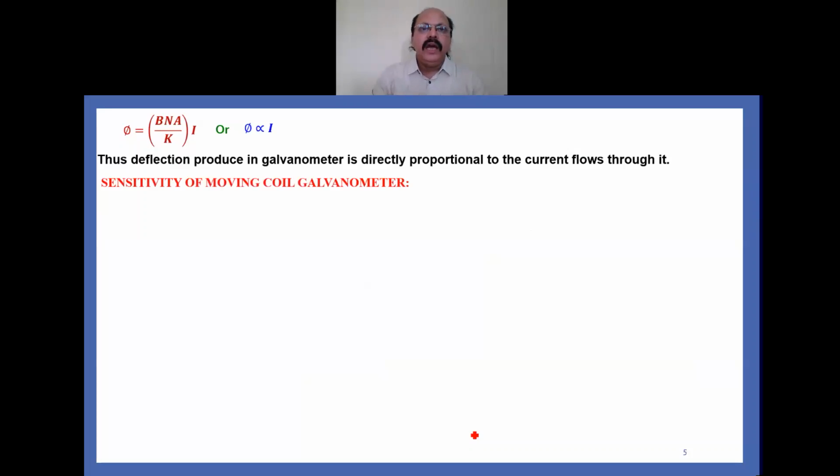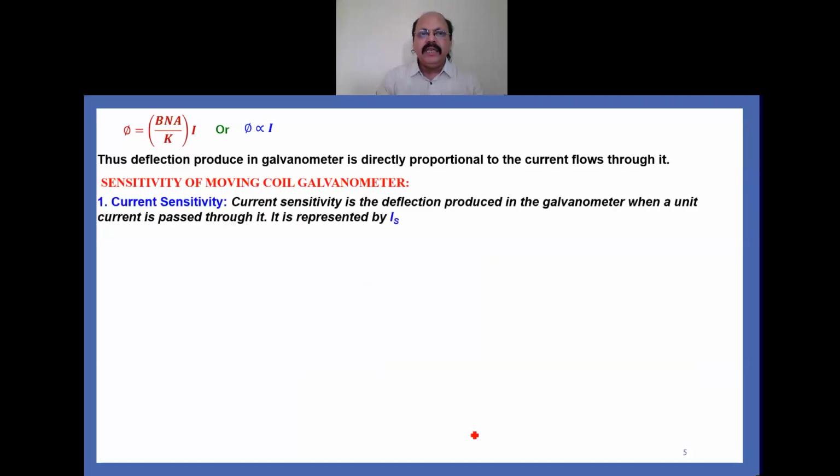Now we have to learn the sensitivity of the moving coil galvanometer. There are two types of sensitivity of a moving coil galvanometer. One is current sensitivity, another one is voltage sensitivity. So first you understand current sensitivity. Current sensitivity means the deflection produced in the galvanometer when a unit current passes through it. Then we say that the moving coil galvanometer is very sensitive towards current, and that is known as current sensitivity, and it is represented by I_S.